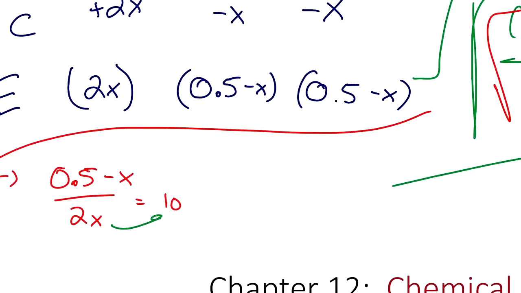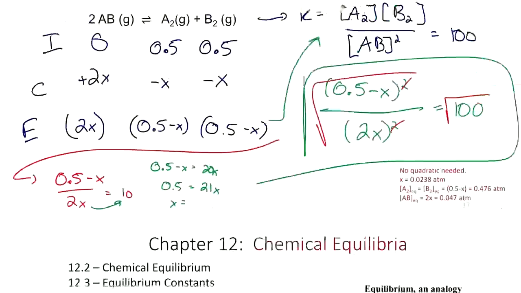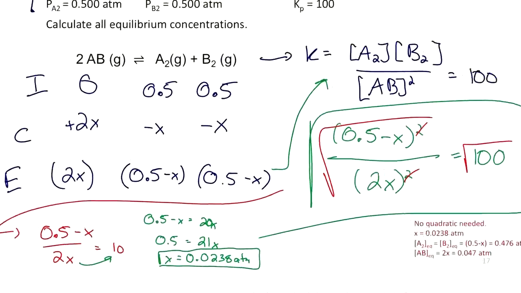So I'll move that over there. So 0.5 minus x equals 20x. So 0.5 equals 21x, so x is equal to something. I didn't write it down. Do I have it right there? Oh, I have it right there. Okay, 0.0238 atmospheres. Right? So I solved for x.